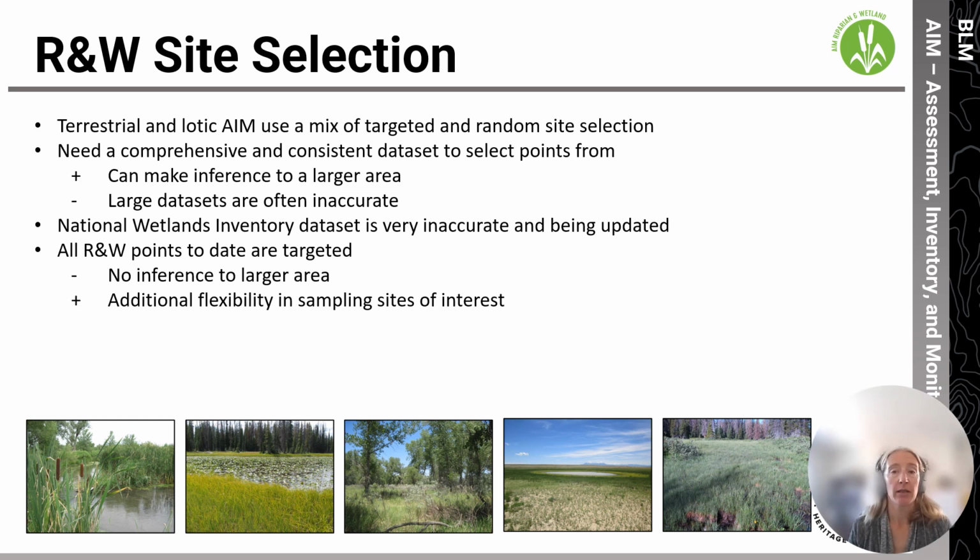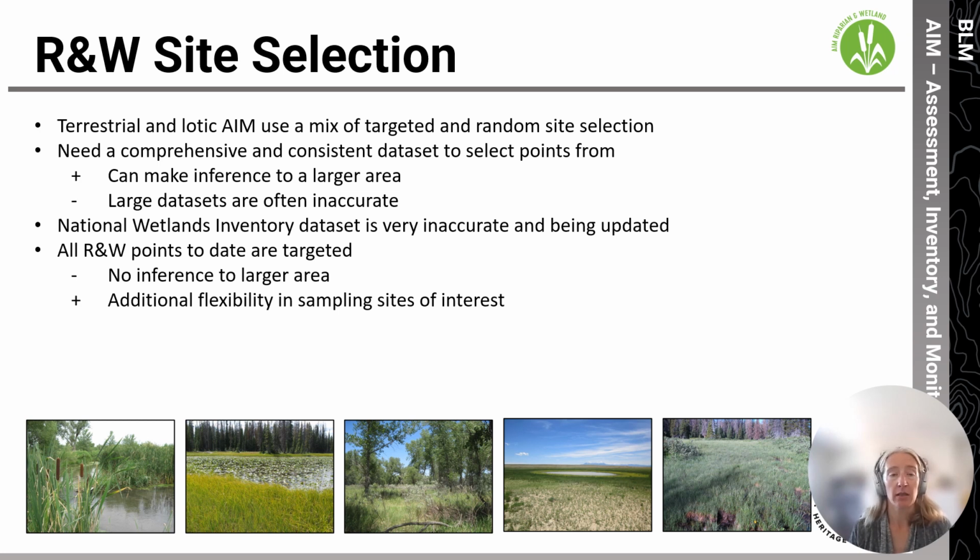For riparian and wetland habitats, we have the National Wetlands Inventory, which is a national data set, but in Utah at least it is very inaccurate. We tried a random sample design from it one pilot year, and the crews spent the majority of the time rejecting sites that weren't really wetlands. So we decided that until it was updated, this wasn't a very good use of anyone's time.